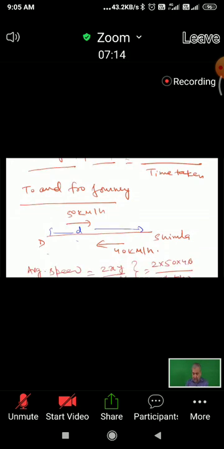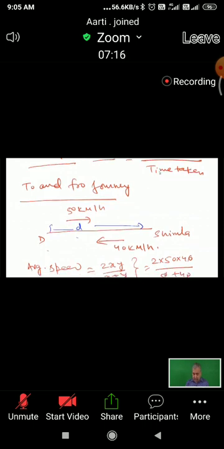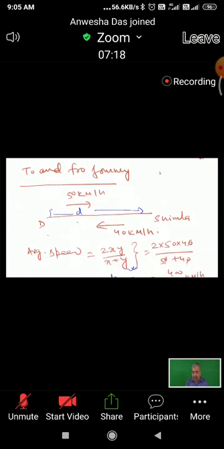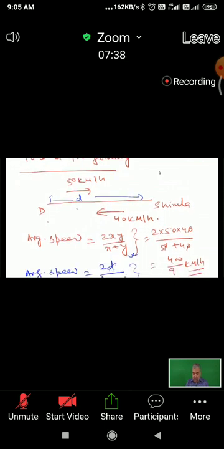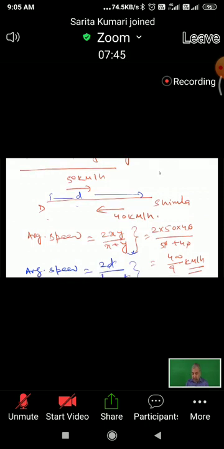Then I have taken one example of a to and fro journey. Someone goes from Delhi to Simla with a speed of 50 km per hour and returns back with 40 km per hour. For this type of question, there is a formula that is 2xy by x plus y, where x and y are the speeds for the to and fro journey. You put 50 in place of x and 40 in place of y, and if you solve, this will be 400 by 9 km per hour.